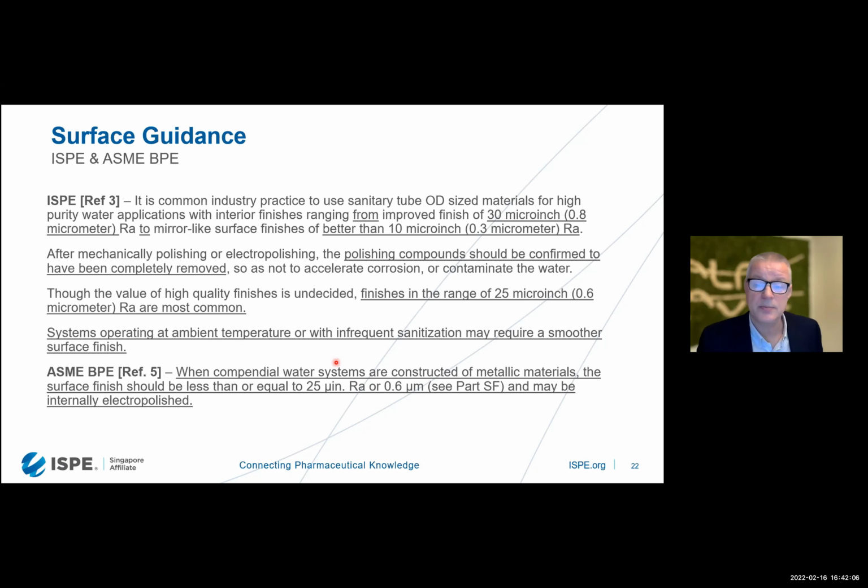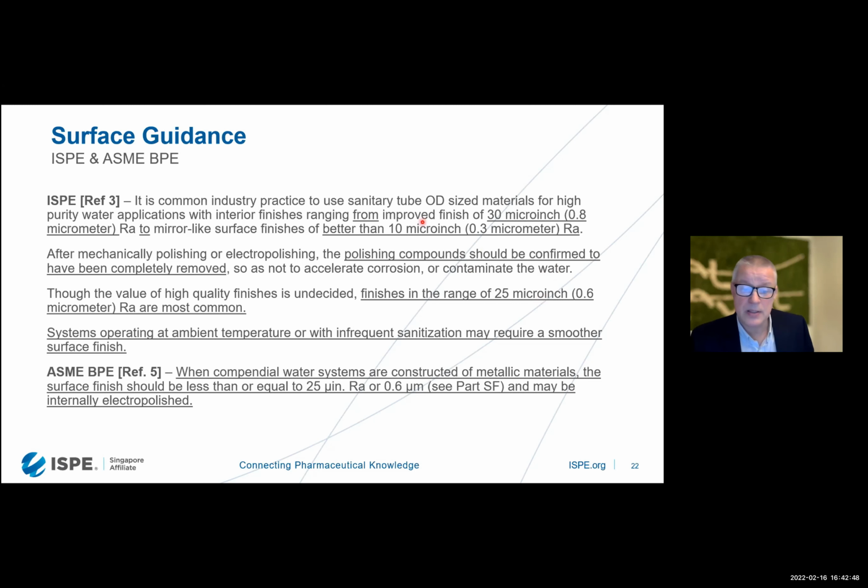But what is good in the ISPE is that they also say the polishing compounds should be confirmed to have been completely removed, because otherwise you can't passivate the surface, and you will also contaminate your water if you have polishing residues on the surface. They say typically around 0.6 micrometer is the most common, and that's good. I see everything from 0.25 to 0.8. In rare cases I see higher than 0.8, and that I don't recommend. But anywhere below 0.8 is good enough.